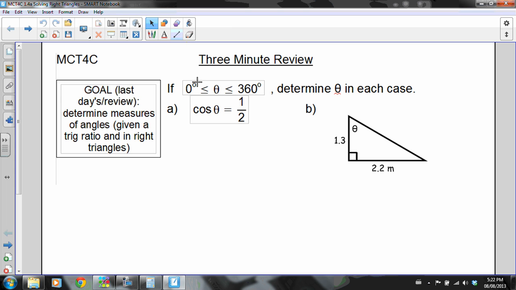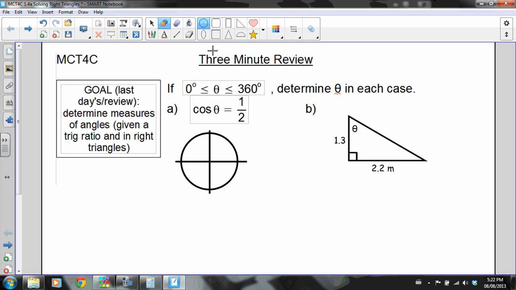But I get started with a diagram. Figure out which quadrants this is. So in which quadrants is the cosine positive? Well, cast rule. Where's the cosine positive? In quadrant 1, because all of them are, and in quadrant 4.